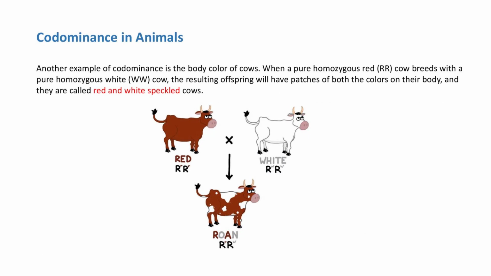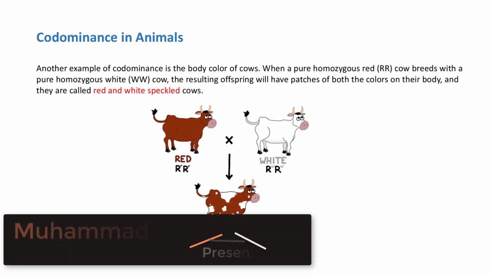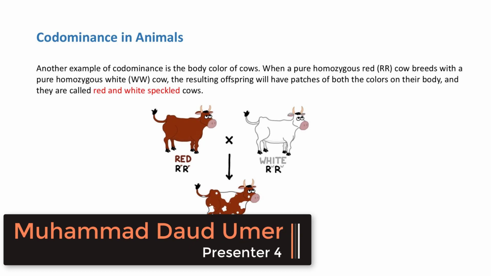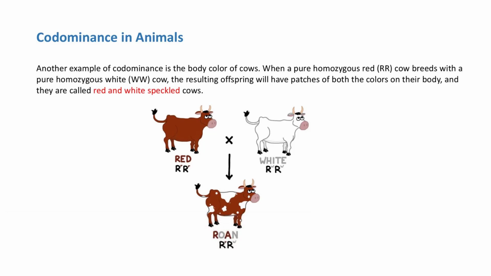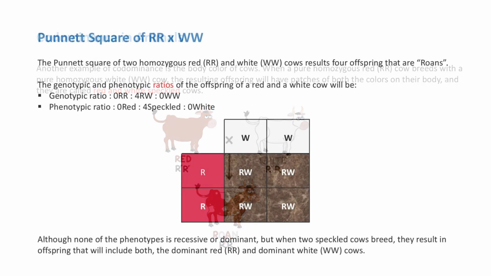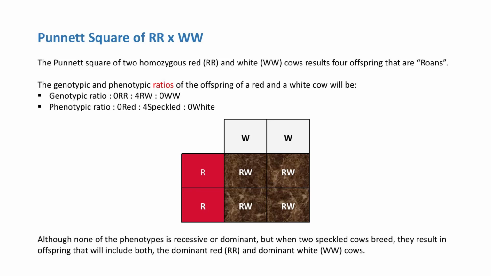Codominance in animals. Another example of codominance is the body color of cows. When a pure homozygous red cow breeds with a pure homozygous white cow, the resulting offspring will have patches of both the colors on their body, and they are called red and white speckled cows. To determine the phenotype of the offspring resulting from the cross of a homozygous red and a homozygous white cow, we can solve them using the Punnett square method, which shows that all four offspring will be heterozygous red and white speckled. Their body will express both the colors in the form of patches.